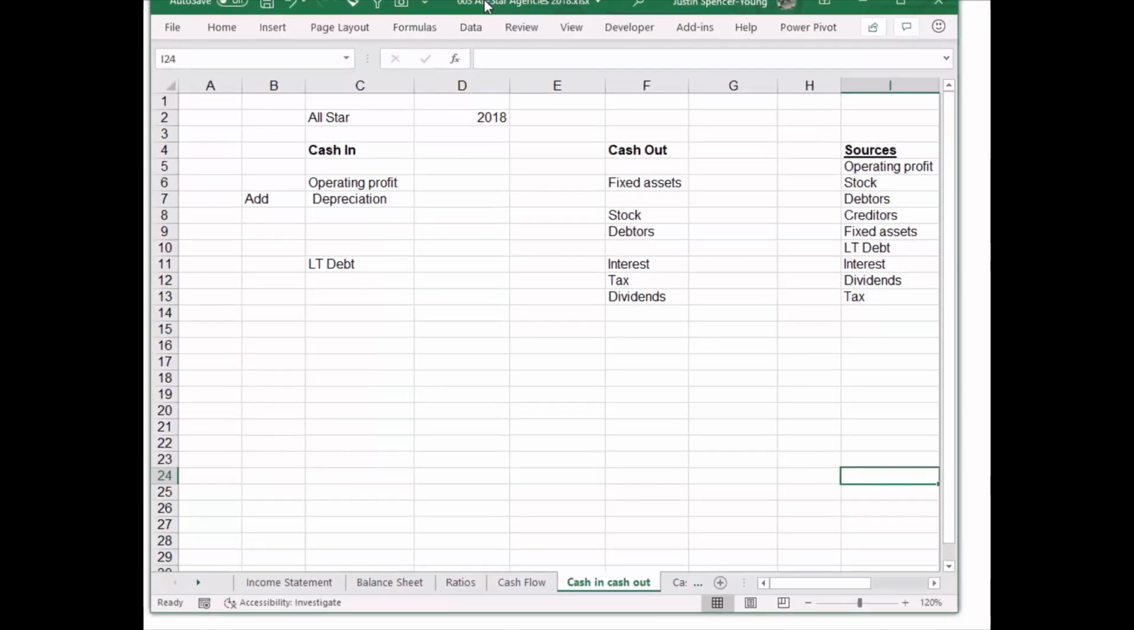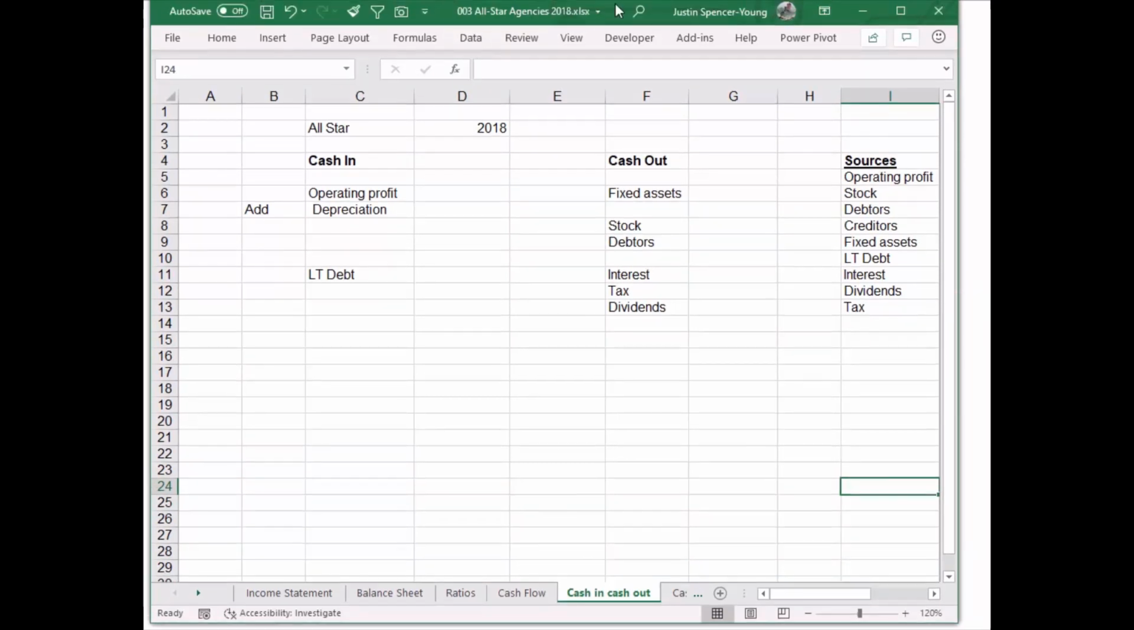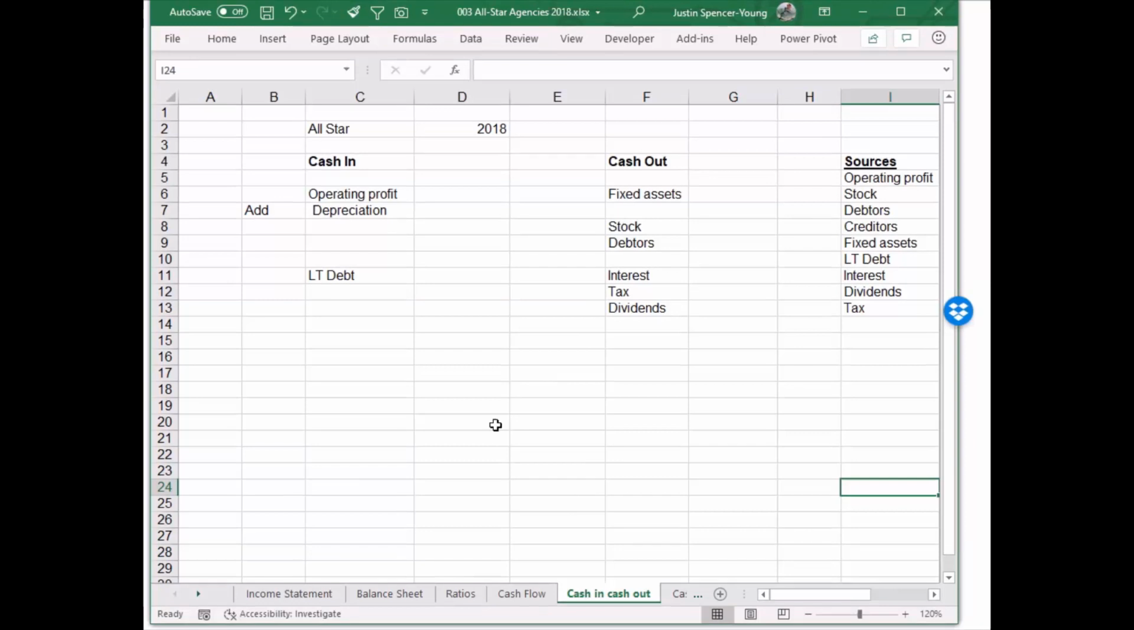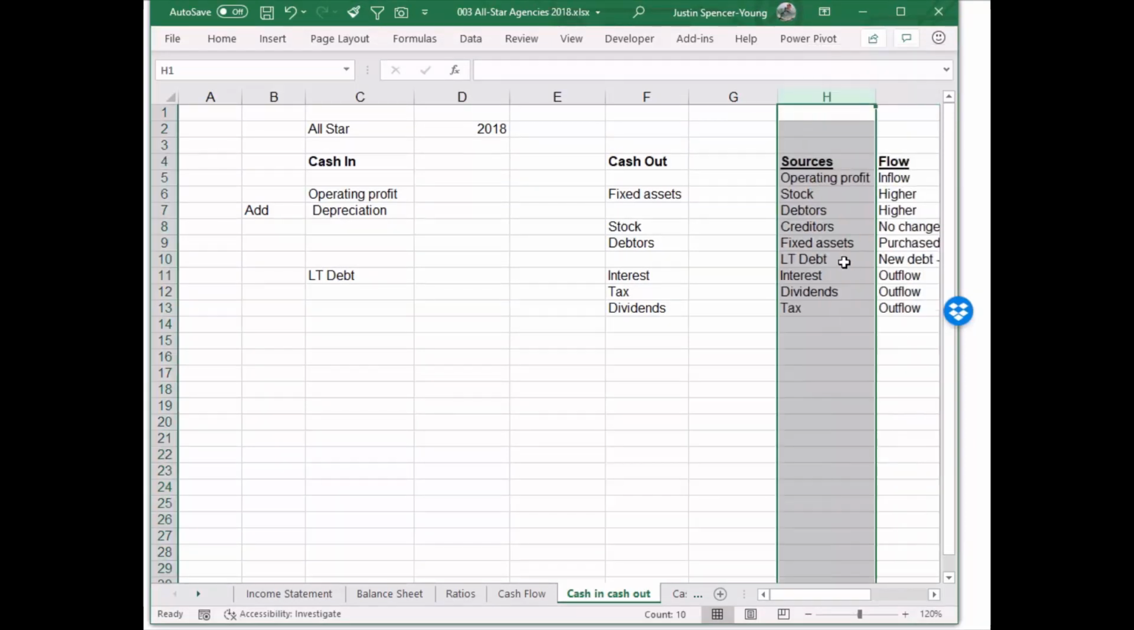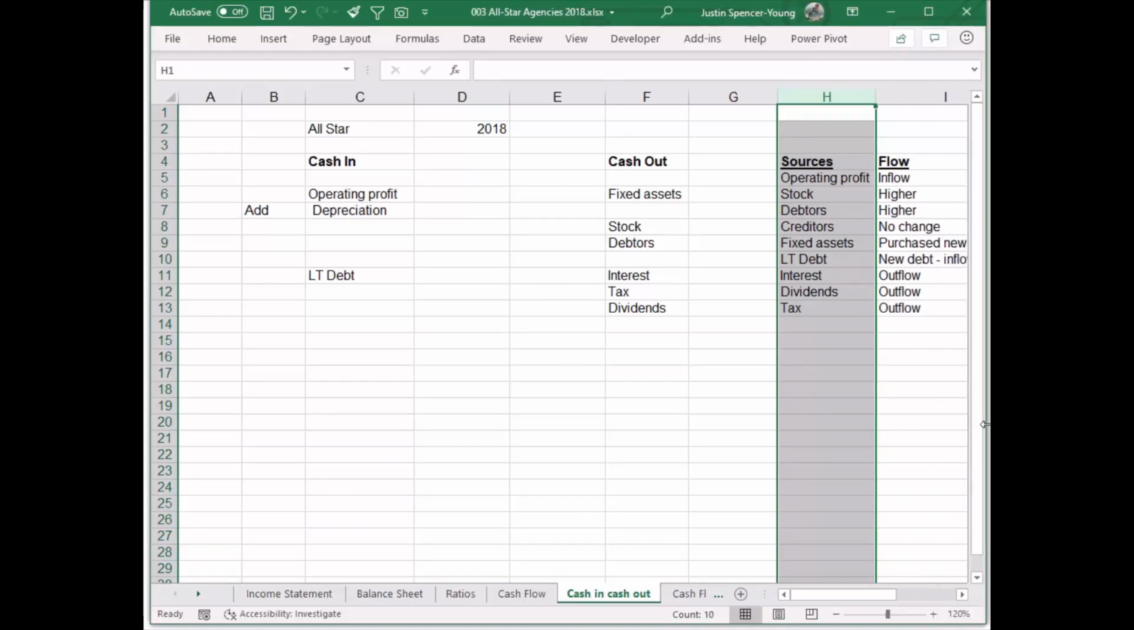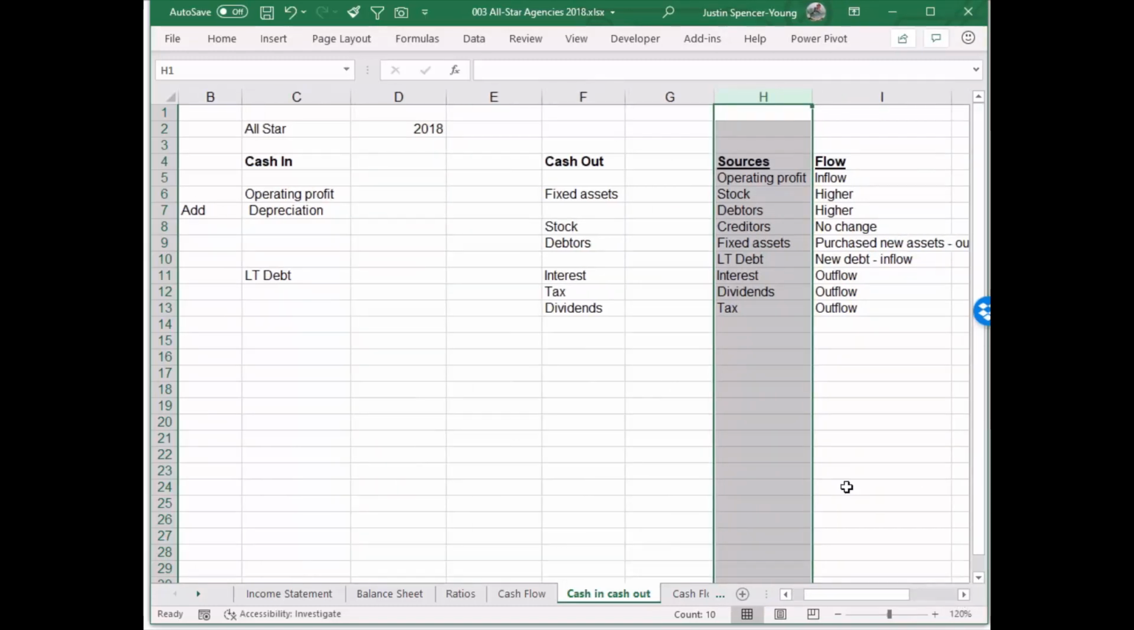I'm going to bring onto screen my cash flow statement for Allstar, and we're going to go through this together in order to understand how cash flow works. So let's start off with this list of sources and flows here on the left hand side. I have identified the 5 sources of cash flow for Allstar, and I've listed them here.